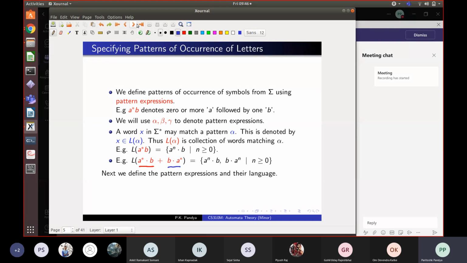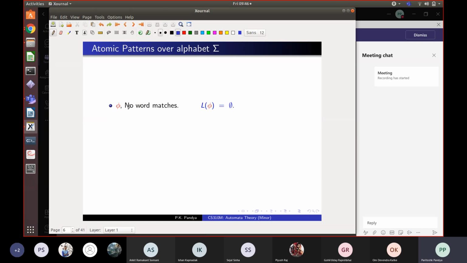Okay, so I'm going to define the notion of what pattern expressions are and what is the language denoted by them. Firstly, I have this pattern expression called phi. I'm going to define atomic pattern expressions. These are basic patterns over a given alphabet sigma. Phi denotes a pattern where no word matches, and I've written it as phi to distinguish it from the empty set. This is the empty set.